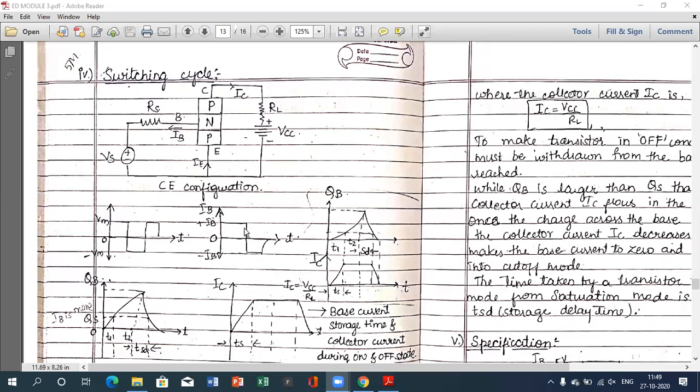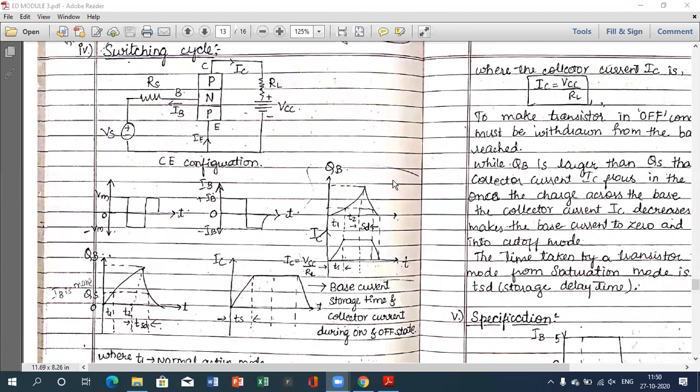So now look at this. Here, this is the base current, provided by the voltage Vm, which is nothing but Vs here. When the base current is at 0, the transistor is in cutoff. When a particular value is given for the base current with respect to Vm, the charge stored across the base we call Qs, and the time taken to store the charge across the base is 0 to T1.